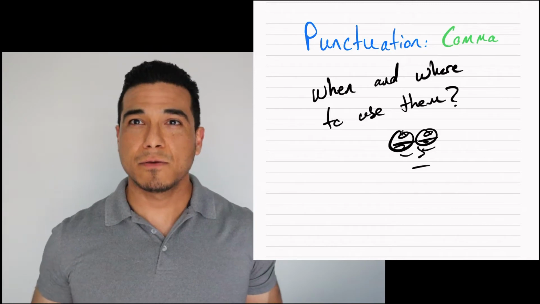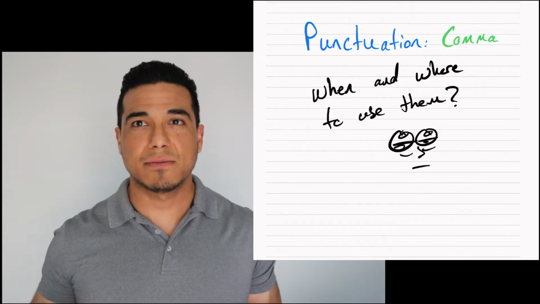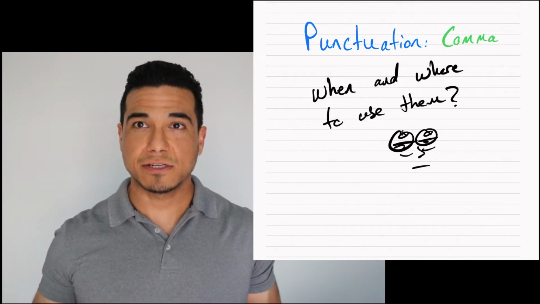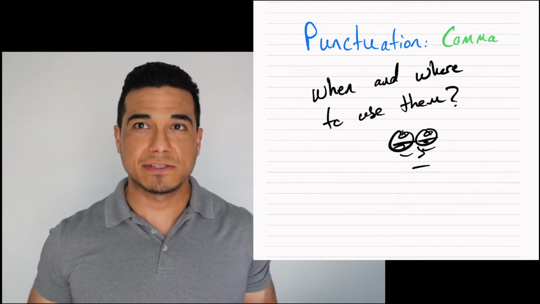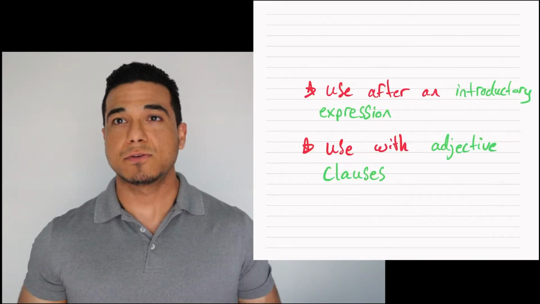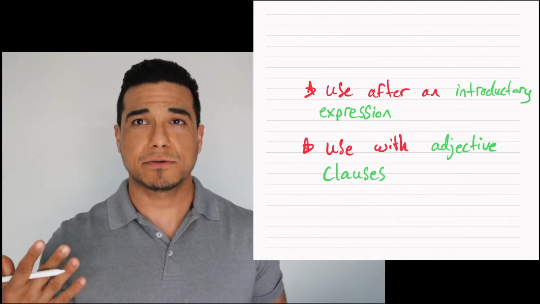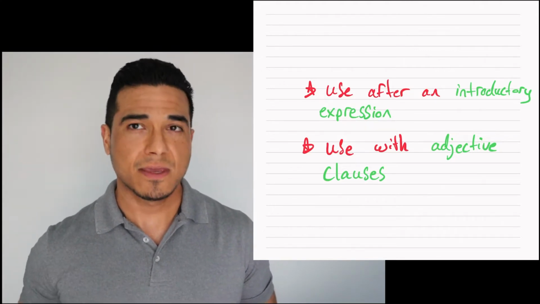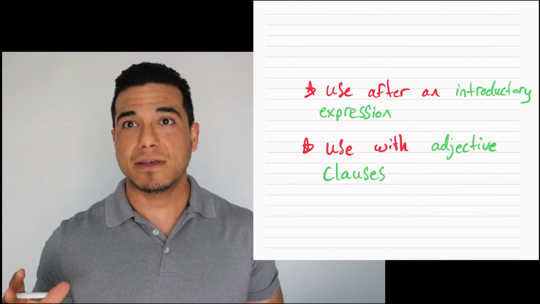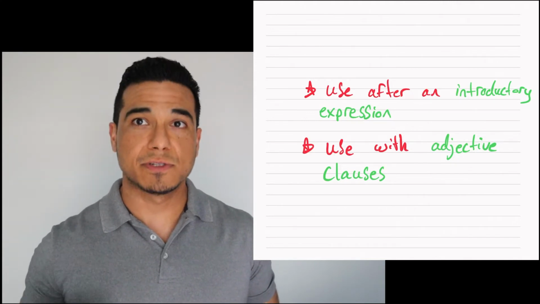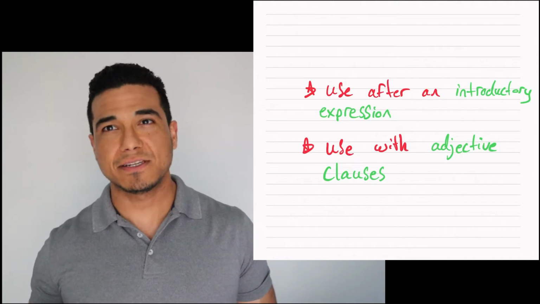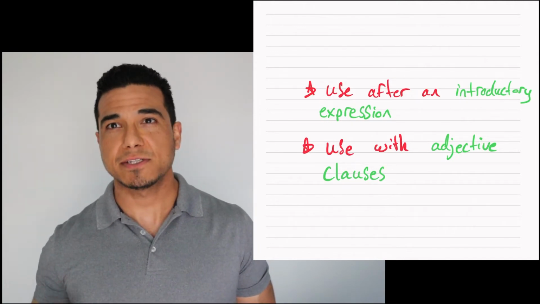In an earlier video, we discussed how you would use commas with coordinating conjunctions. Today we're going to look at a few more instances in which you would use a comma. So two other instances where you would use a comma would be after an introductory expression, which we'll talk more about, and also after an adjective clause, which we will discuss further. So let's go ahead and take a look first at introductory expressions.